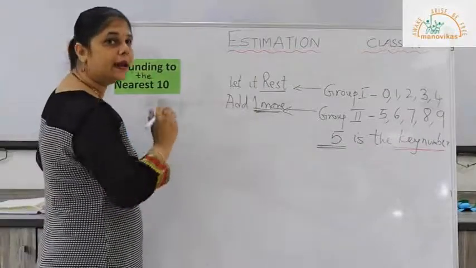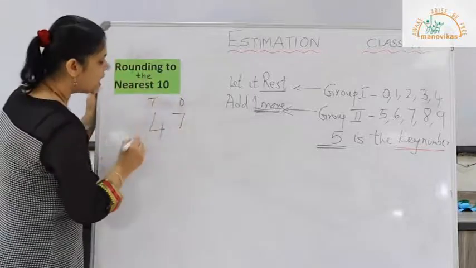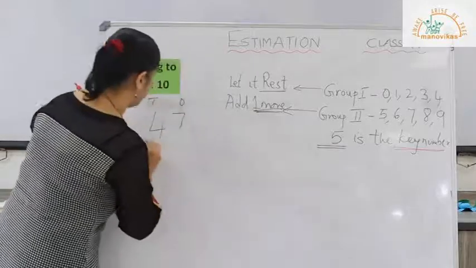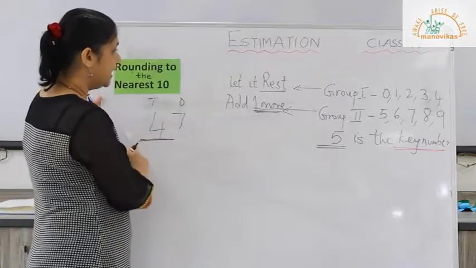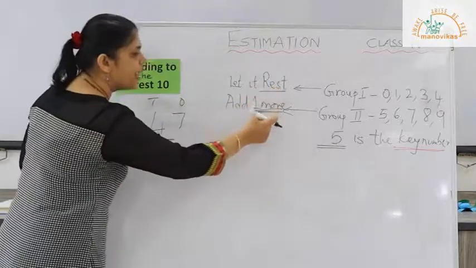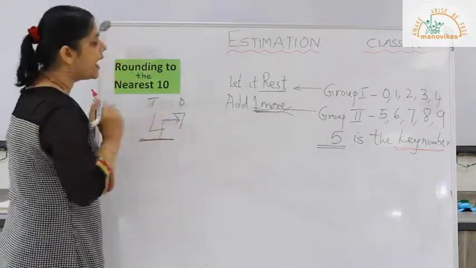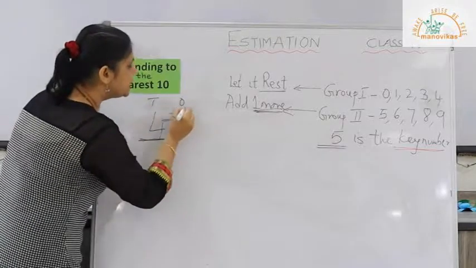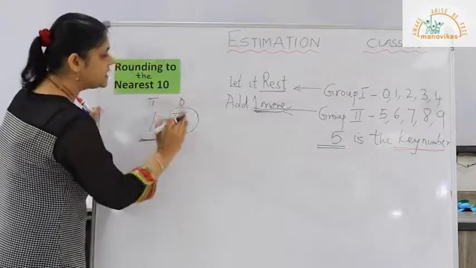To round any number to its nearest tens, first underline the digit which is in the tens place. Whether the digit is going to rest or add one more to the tens place will be decided by the next digit on the right, that is the digit which follows the tens place. Which is the digit here? It is 7. Now children, check where this 7 belongs.